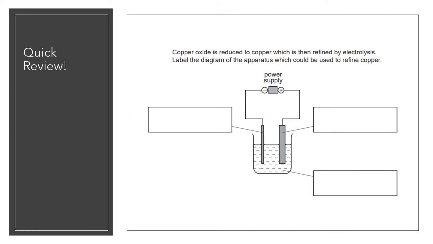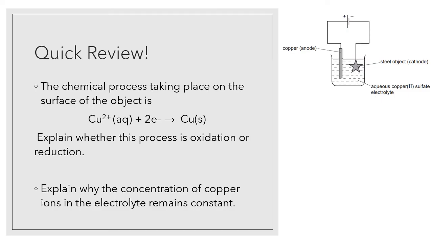Okay. So for the purification of copper, impure copper must act as anode, and pure copper will act as cathode. While kita gunakan dia dilute copper sulfate solution as electrolyte. Next, the chemical process taking place on the surface of the object is Cu2+ plus 2 electrons to become copper solid.